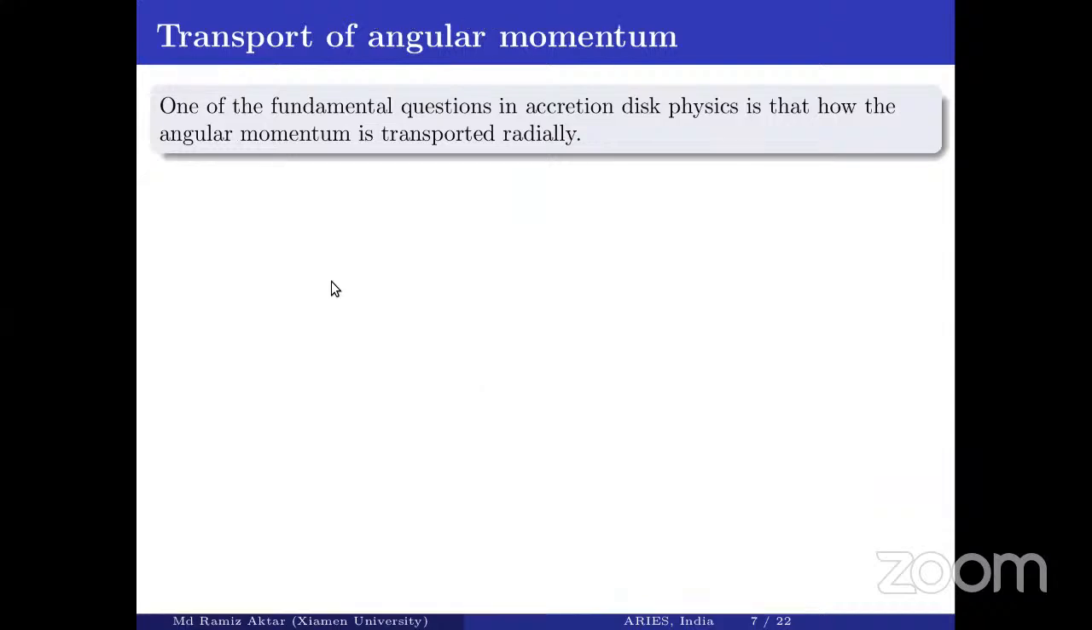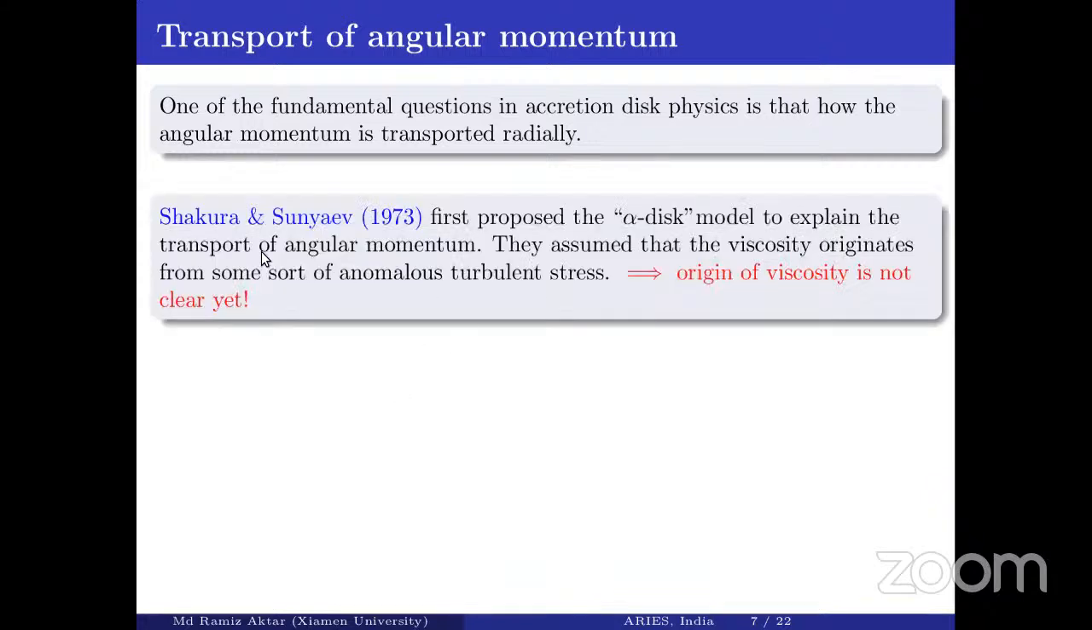Another important aspect is that one of the fundamental questions in accretion disk physics is how the angular momentum is transported in the disk. There are various models. First, Shakura and Sunyaev in 1973 proposed the alpha disk model. This is a very popular model, in which the transport of angular momentum happens due to viscosity. And the origin of this viscosity is not clear yet.